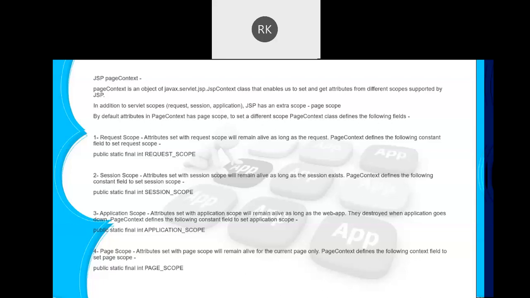Okay, so next we have the page context, and page context is an object of the JSP context class. So this class only belongs to JSP. It has nothing to do with the servlet. That enables us to set and get the attribute from the different scopes supported by the JSP.